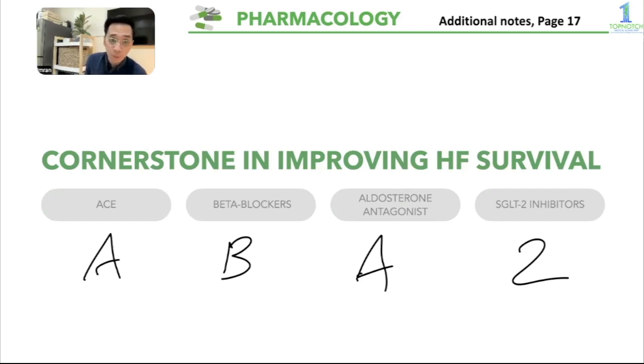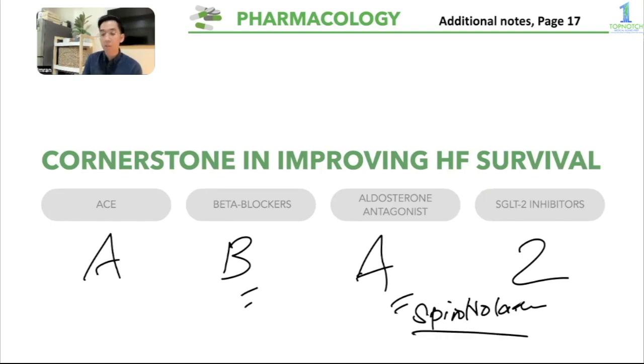kasi syempre bababa yung blood pressure doon, no, it can help in the total blood pressure control and heart failure control then as well, no. While your beta blockers prevent you increased demand, no, aldosterone antagonists in the form of your spironolactone, no, or eplerenone, pwede din, but spironolactone is mas madalas gamitin sa clinics, and your SGLT2 inhibitors.